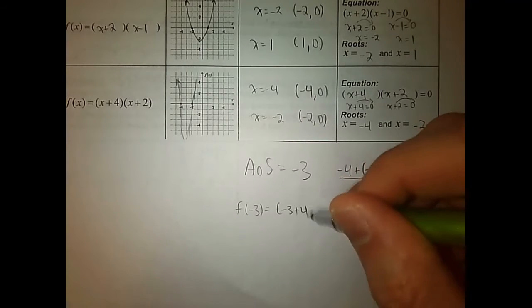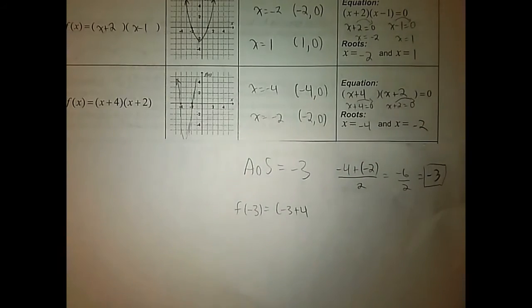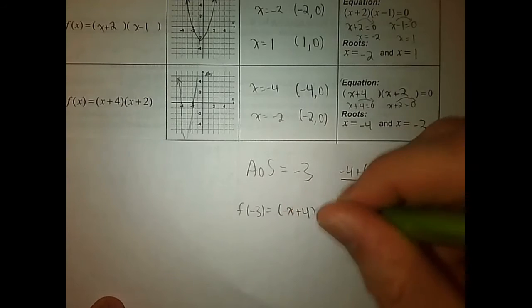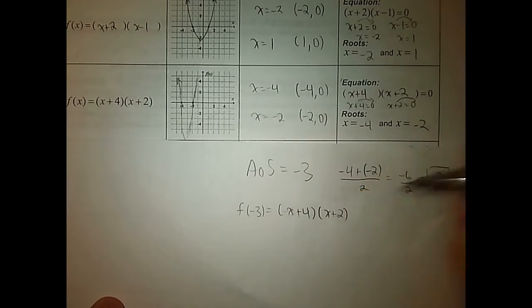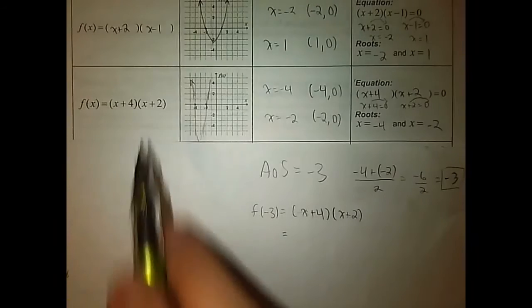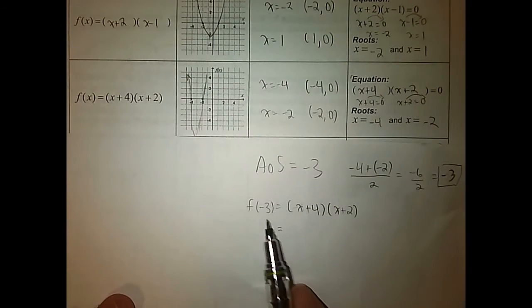-3 plus 4. Sorry, I should do this substituting. So I got my equation, x plus 4, x plus 2. So now put x is equal to -3. That's usually what my function is, f at x. So now what happens at x equals -3?